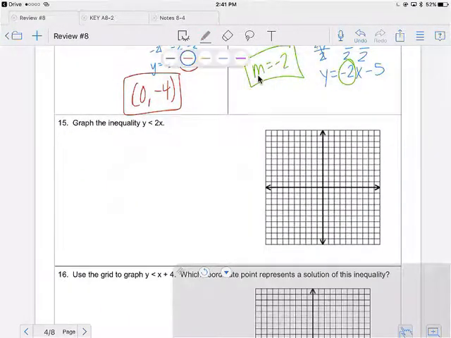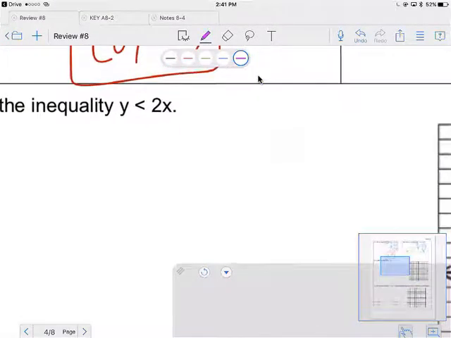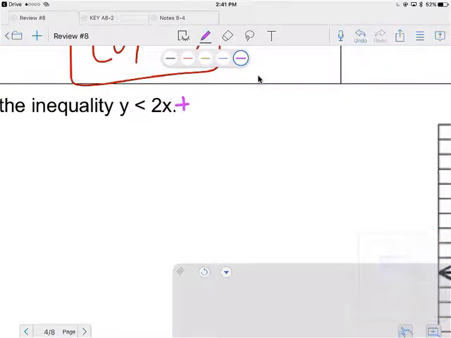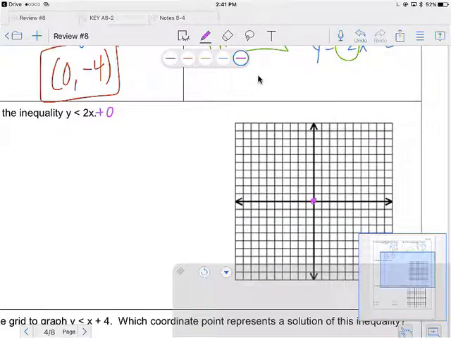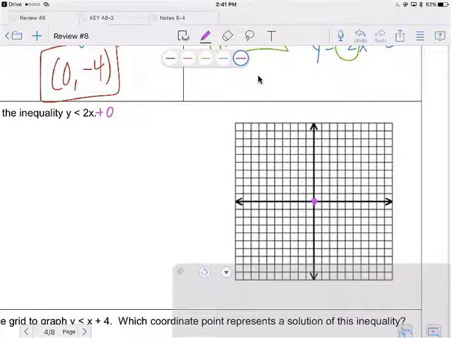Problem 15 asked me to graph the inequality y is less than 2x. Remember, if not having a b value throws you off, you can add a plus 0, which reminds me to start at 0. My slope is going to be 2 over 1, so up 2, right 1, up 2, right 1. This is going to be a dashed line because there's no line under the inequality. So make sure in your drawing you make it very clear that it is dashed, or that you write dashed out to the side.